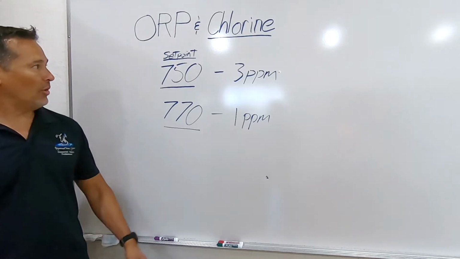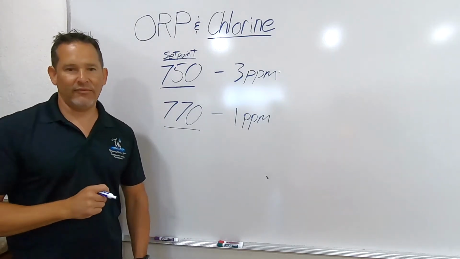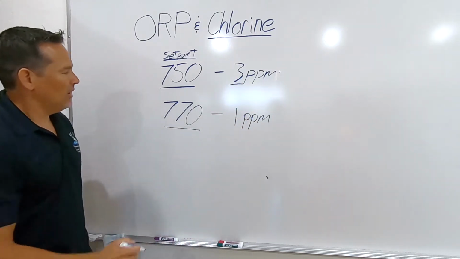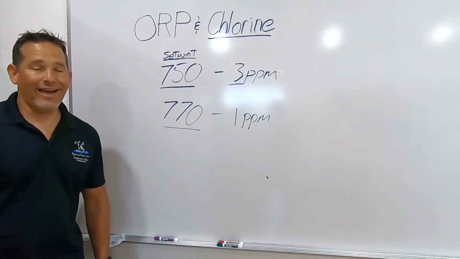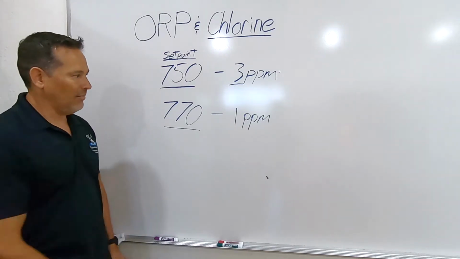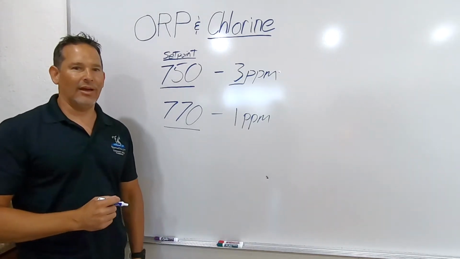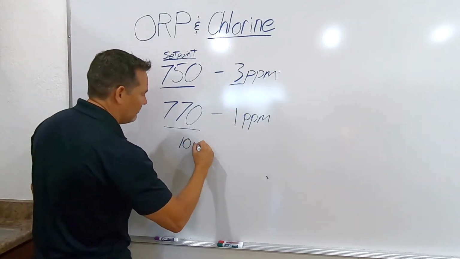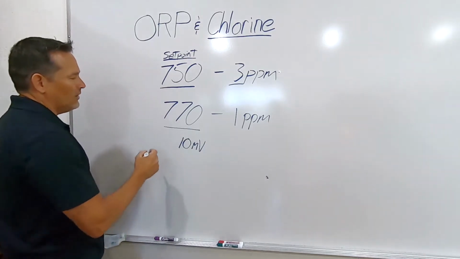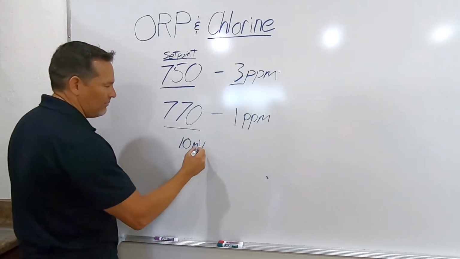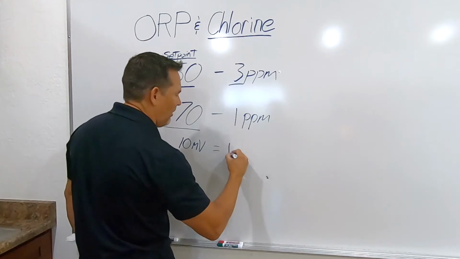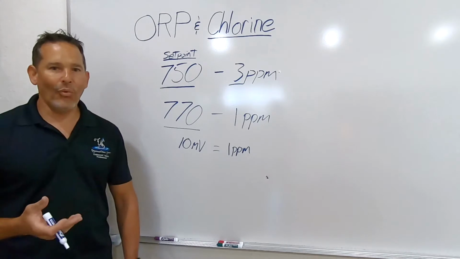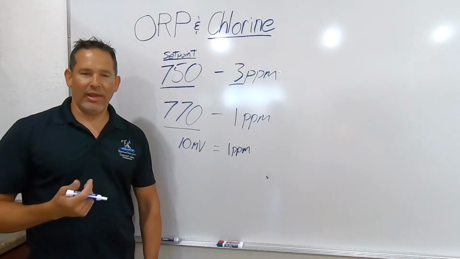You'll set it up on a controller to try and manage 750 at all times. Well, you wanted to reach 3 parts per million, but now my new set point is not going to be 770 because I'm only going to get 1 part per million at that time. Instead, for every 10 millivolts, 10 millivolts is normally equal to about 1 part per million. It'll raise or lower 1 part per million in that body of water.